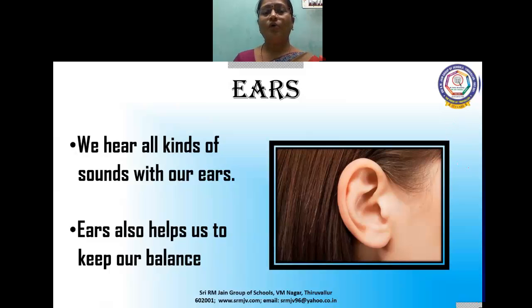Now, how do we hear different sounds? With the help of our ears. We can hear different types of sounds. We hear with our ears. They receive different kinds of sounds and send messages to our brain. The brain tells us what we are hearing.